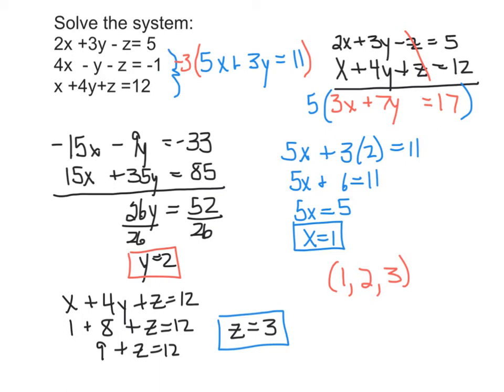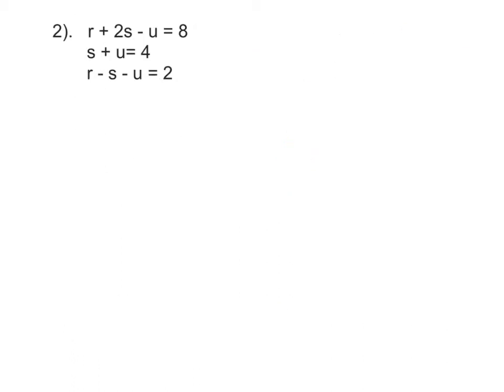Let's go on to the next example. In exercise number 2, don't let it confuse you, but this time we have the variables r, s, and u. Now the nice part about this equation is that the second equation has just 2 variables in it. And I notice, in fact, that if I add together the second equation and the third equation, I'm going to eliminate not only the s, but also the u. That will give me right off the bat the solution for r.